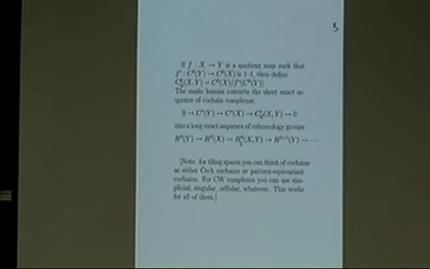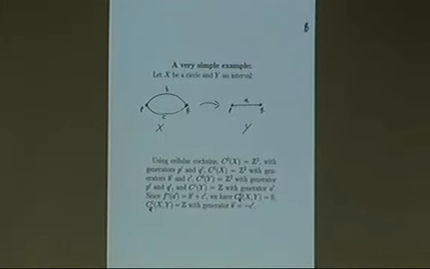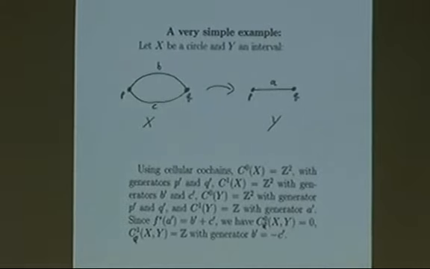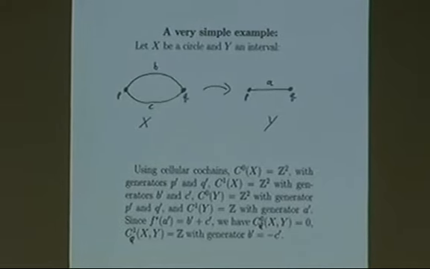Okay, so let's move on to the next. Let's do the very simplest example I can think of, which is you take a circle, which you think of as being two vertices and two edges, and you identify the two edges, and lo and behold, you get an interval. That's a typical thing, and let's not use singular where there are infinitely many cochains out of every time. Let's just use cellular cochains.